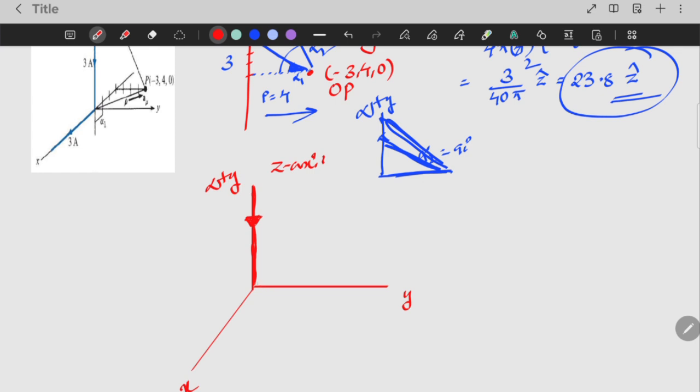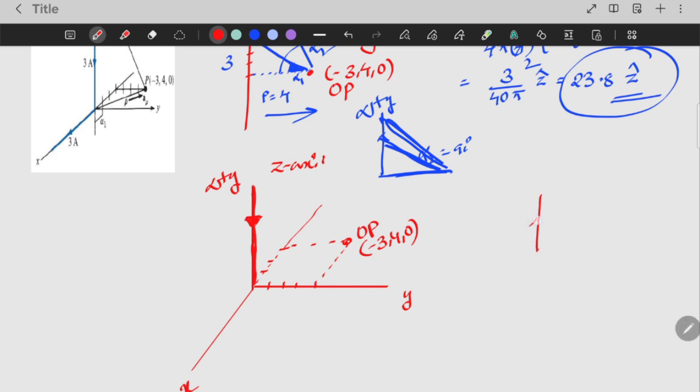So -3 means it will be on the negative x-axis: 1, 2, 3. And positive y: 1, 2, 3, 4. So this is nothing but the observation point, that is (-3, 4, 0). So we have defined upper end and lower end based on the current direction.